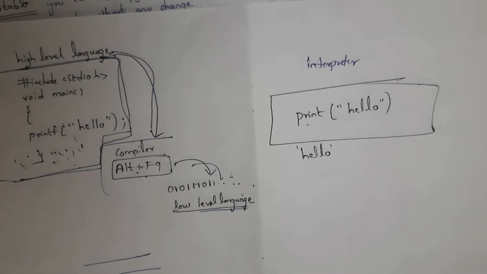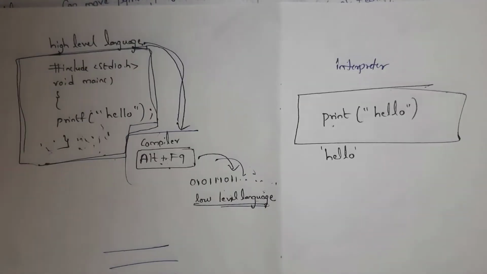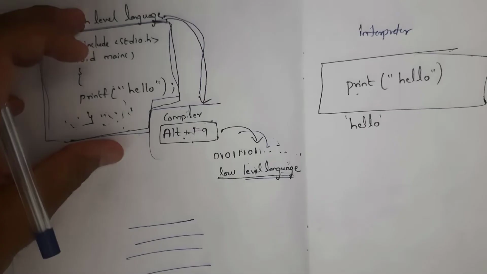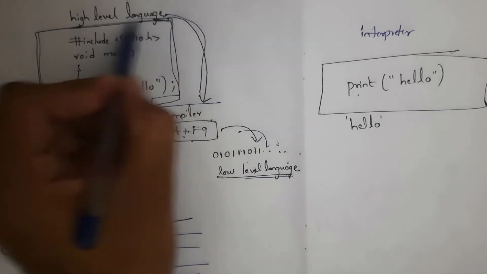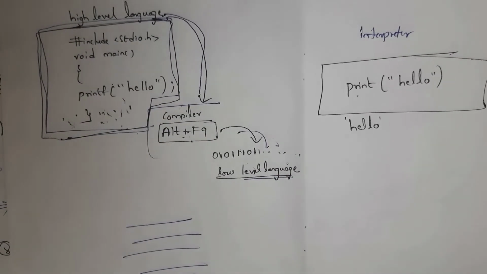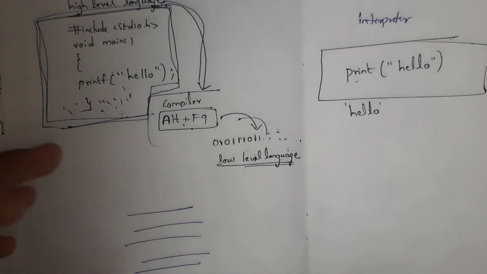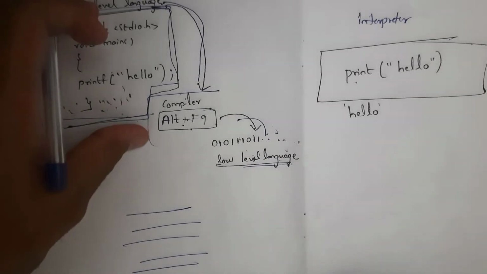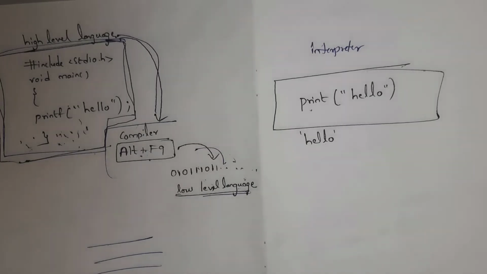But whereas in Python, instead of a compiler, we use an interpreter. An interpreter is also used to convert high level language into low level language. But the difference between compiler and interpreter is, in a compiler, after writing the entire program, this entire program is converted into low level language. So execution takes place after writing the entire program. But whereas in an interpreter, execution takes place line by line.